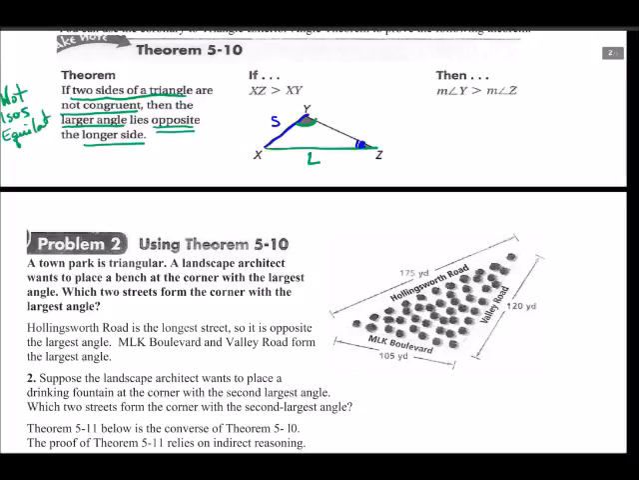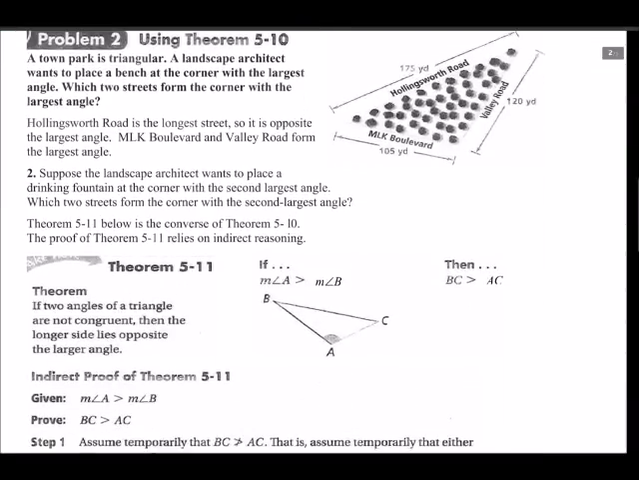You have a triangle, not isosceles, not equilateral. The sides of your triangle are not congruent. Anybody remember what that's called? That's right, it's scalene. It says the biggest angle is opposite the biggest side, and also the smallest angle is opposite the smallest side, and the medium angle is opposite the medium side. So let's take a look at how this works.